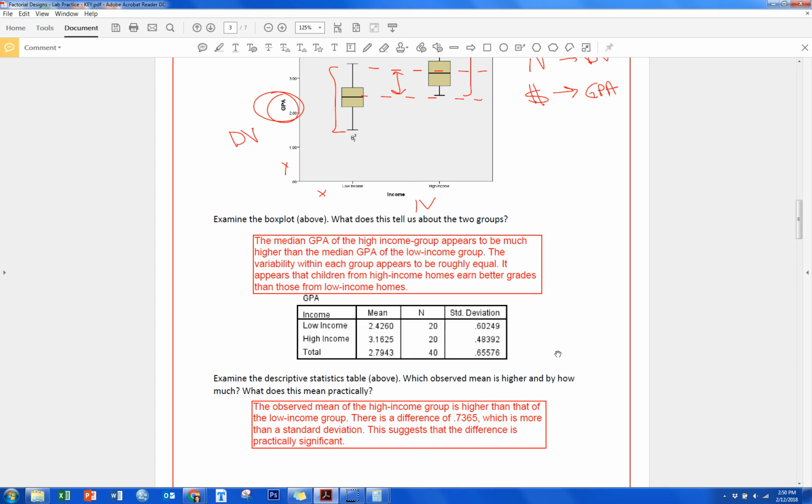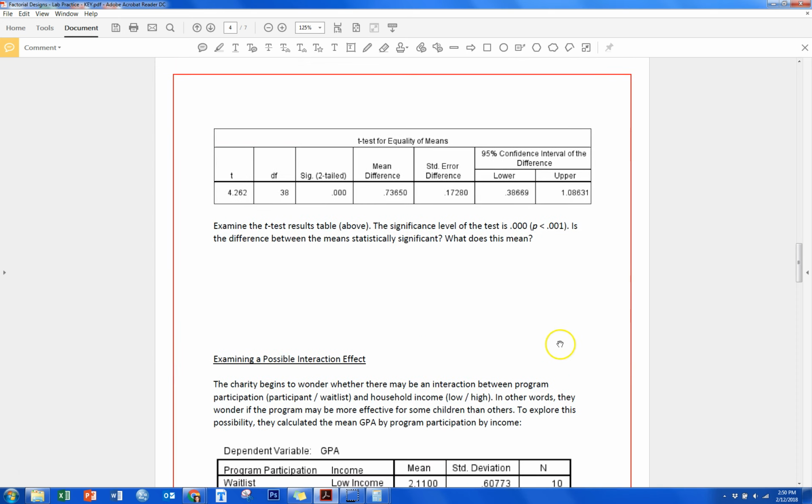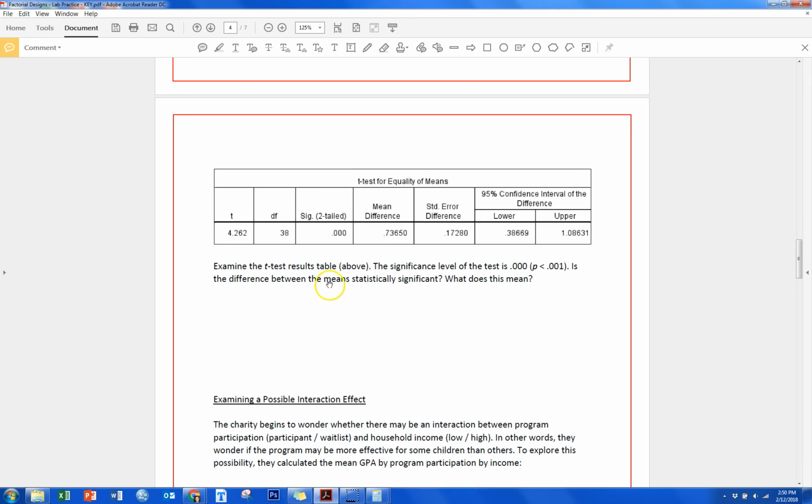For that, we need the independent samples t-test to compare those means. And that's what we have right here. Examine the t-test results above. Let's take a look. Our t-test statistic is 4.26. Degrees of freedom is the same, 38, because the sample size has not changed. The significance level, or the p-value, is 0.000. The mean difference is 0.7365. That's what we calculated before. And our confidence interval of the difference between the means is 0.3 to 1.